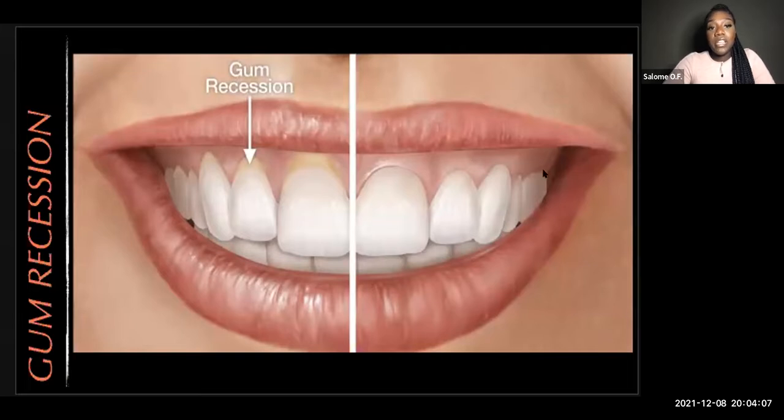If you can see here on the right side, you see that the gum tissue is nicely covering the tooth. But on the left side, where it says gum recession, you see the crown of the tooth, and where the gum is, there's a space. And you see the roots of your teeth, which is the yellow part here.